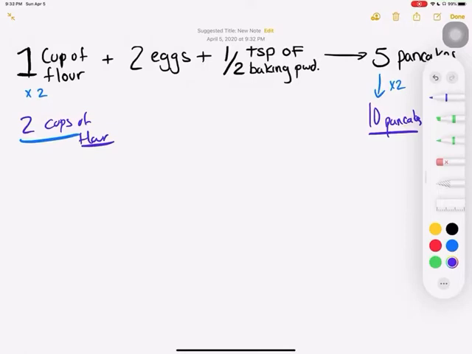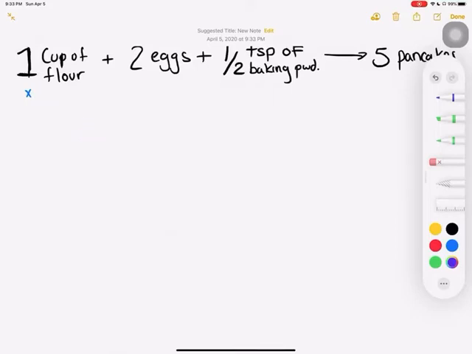Now, how do we do the actual math? Okay. So I'm going to come up with another crazy number over here. These are whole numbers, so it is simple to think about it that way. But let's say, for example, I want to make 8 pancakes. So I want to make 8 pancakes. Okay, how much flour, how many eggs, and how much baking powder am I going to need to make 8 pancakes, right? So I'm trying to scale up the recipe and the situation.